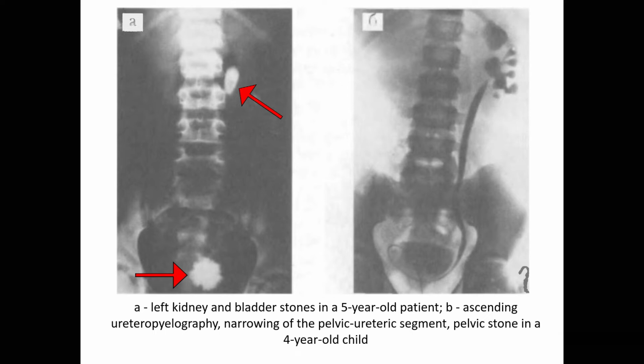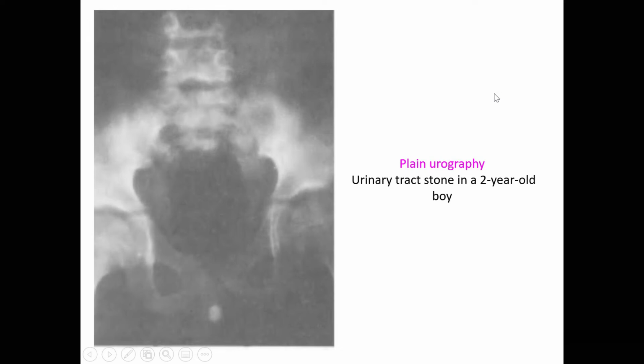Ascending ureteropelography, narrowing of the pelvic ureteric segment, pelvic stone in the 4-year-old child. Here we can see one stone, and here the second. And here is the pelvic ureteric segment with stenosis. And here maybe the stone. The plain urography, urinary tract stone in a 2-year-old boy.